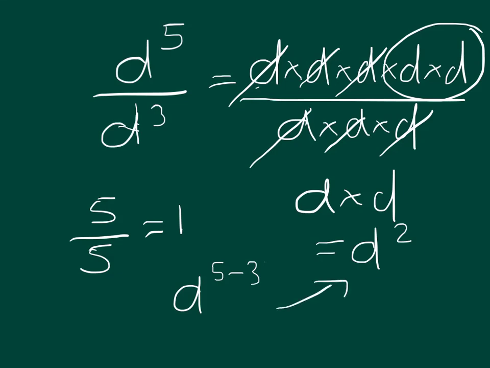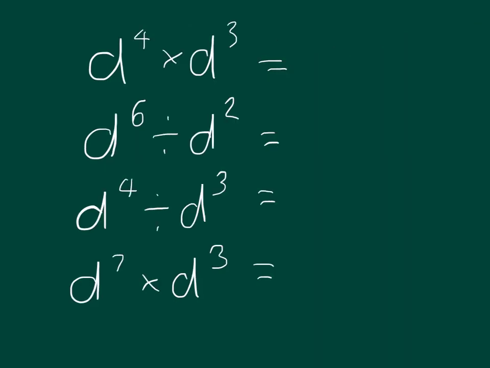We'll just do a few mixed examples to finish. Perhaps you might like to try these first and then see whether you've got them right. So here are the answers. D to the power 4 times d to the power 3. We need to add the indices together, so it's d to the power 7.